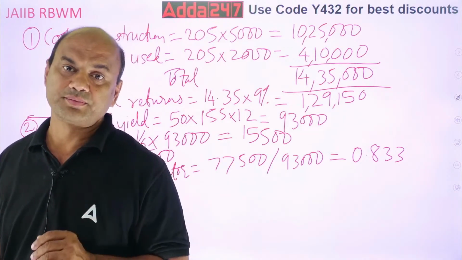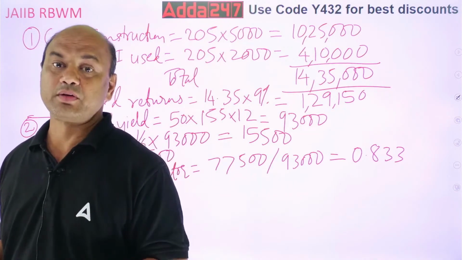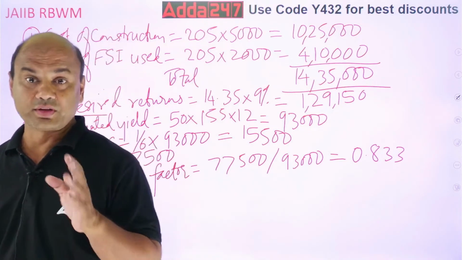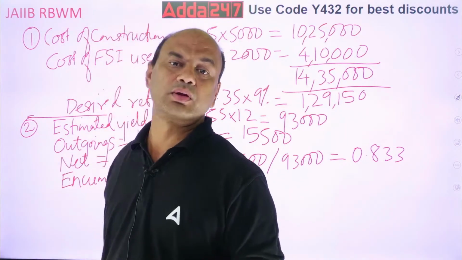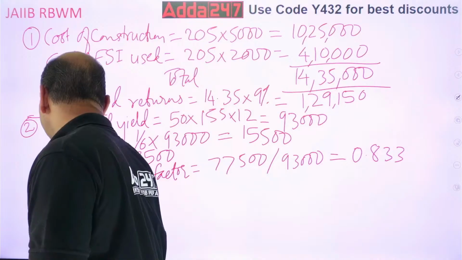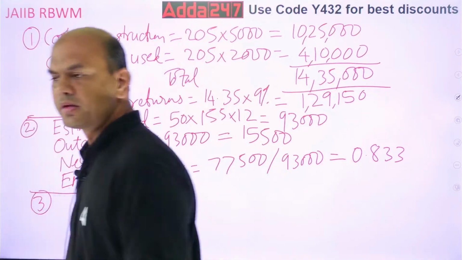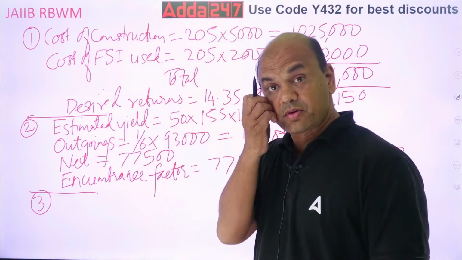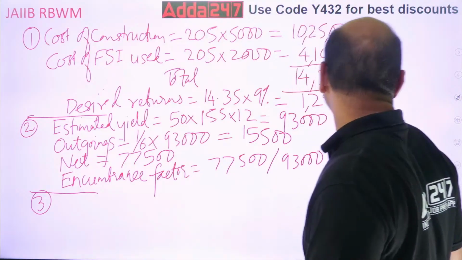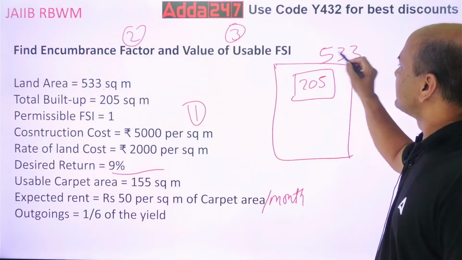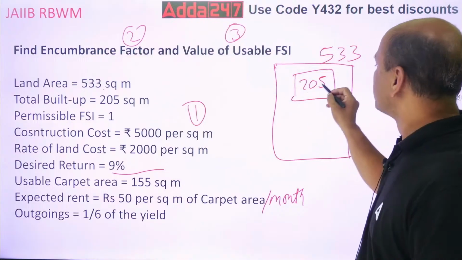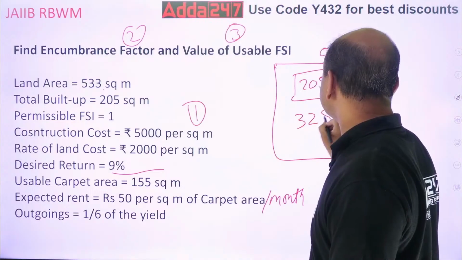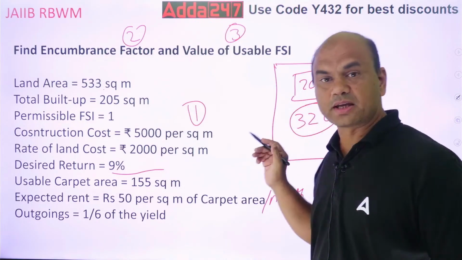Next is what? The value of the usable FSI. Now you'll say it's very simple, just subtract it. It's not that simple. You have to use the encumbrance factor over here. See, now we'll focus on the third part, value of the usable FSI. For this, first find out what is the usable FSI. 533 was the total plot area. 205 is gone. So what is remaining out of this? So 328 is remaining. This much I can build. Right? This much I can build.